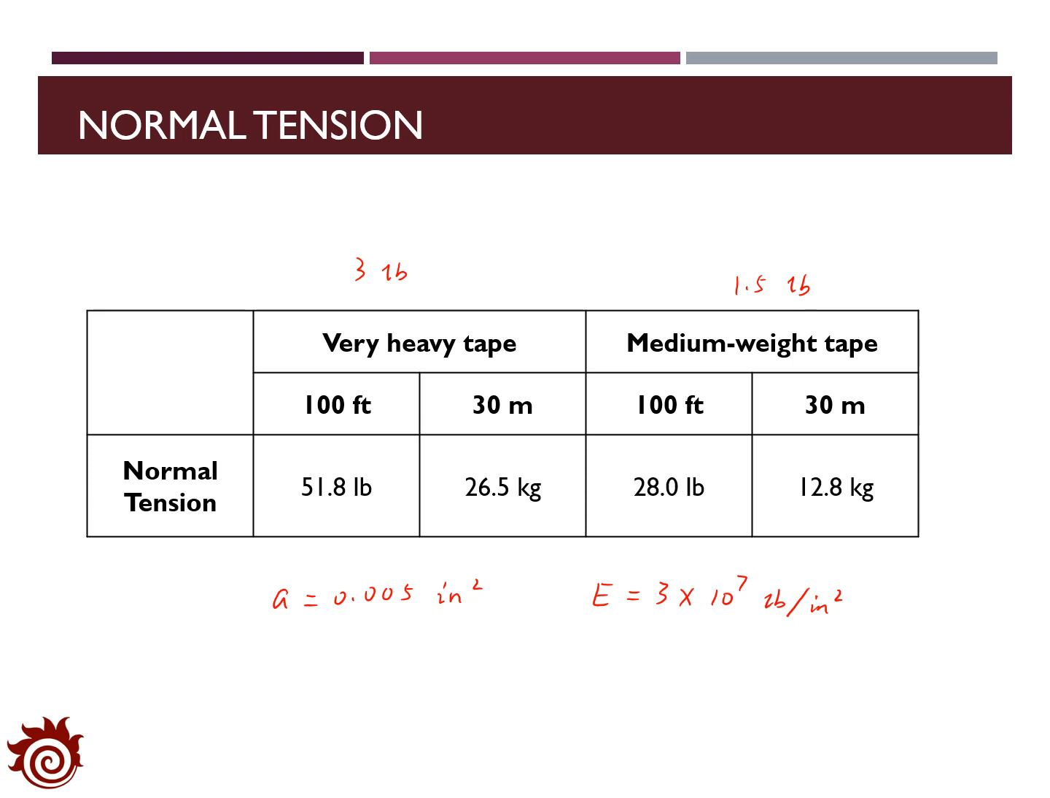For very heavy tape with the weight around 3 pounds, also with the length around 100 feet or 30 meters, the normal tension could be set as 51.8 pounds for 100 feet tape, or 26.5 kilogram for 30 meters tape. For medium weight tape with the weight around 1.5 pounds, the normal tension is set as 28 pounds for 100 feet tape and 12.8 kilogram for 30 meters tape. Here we usually assume that the cross-sectional area would be 0.005 inches square and the elastic modulus set as 3 times 10 to the power 7 pound per inch square.